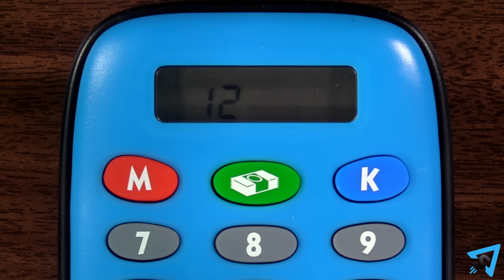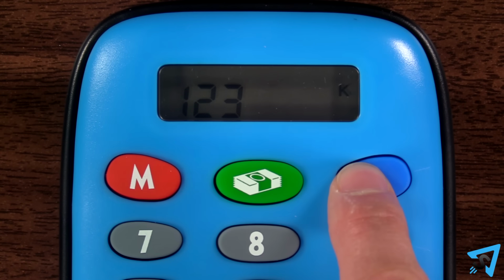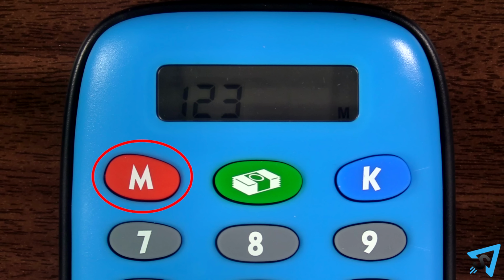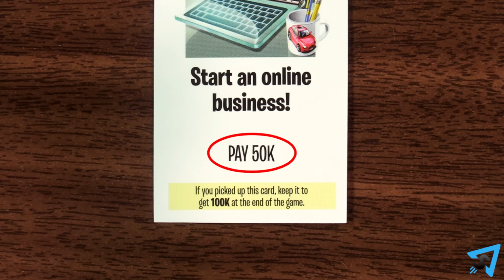The banking unit can only fit 3 numbers on the screen at a time, so you must press the K button for thousands or M for millions after entering the number to indicate how much it is. Input it exactly as you see it on the board and cards.